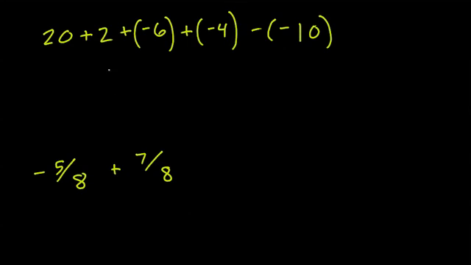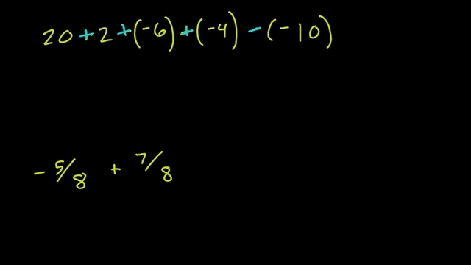Okay, in this video we have a question from Lexi asking how do we deal with these two questions? Well, this first question, if you just take a glance at it, what you notice is that you have all these positive numbers, positive 20, positive 2, and then all these negative numbers, negative 6, negative 4, and negative 10. So we're dealing with positives and negatives, and most of the time we're adding, right? We're adding here, adding here, adding here, and subtracting here.